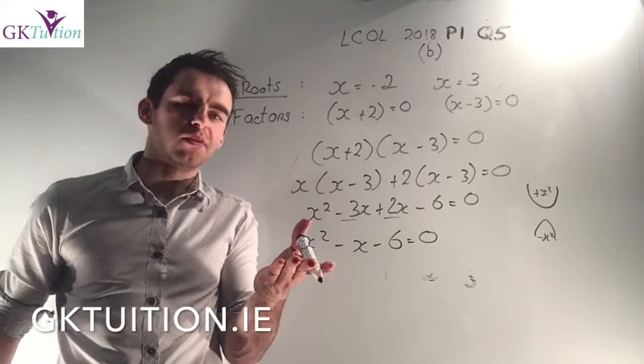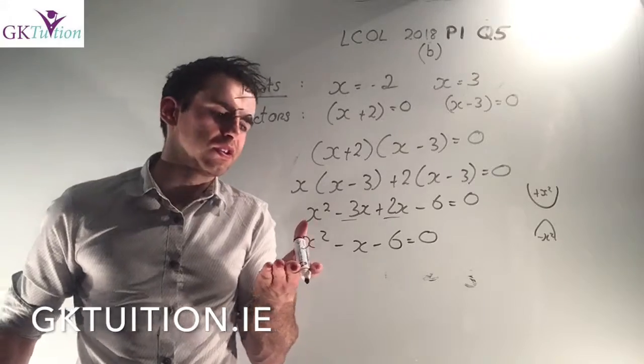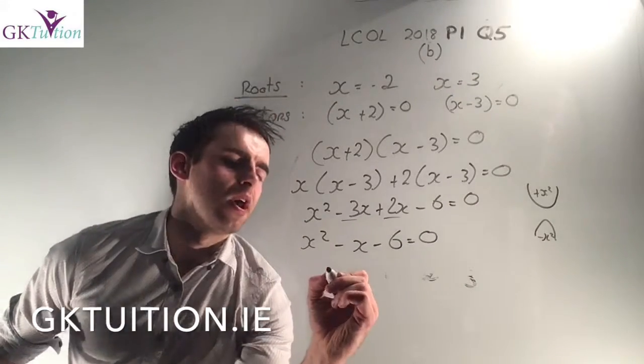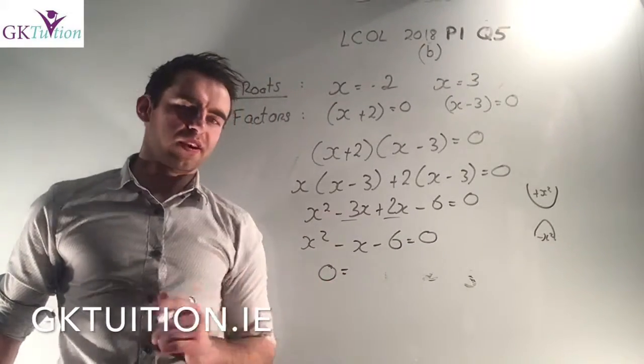So all you need to do here is rewrite this. I basically just need to bring everything to the other side. Imagine, so I'm going to say the left-hand side now becomes 0.